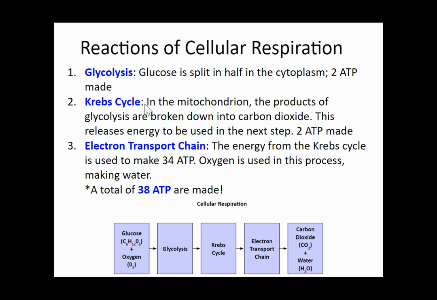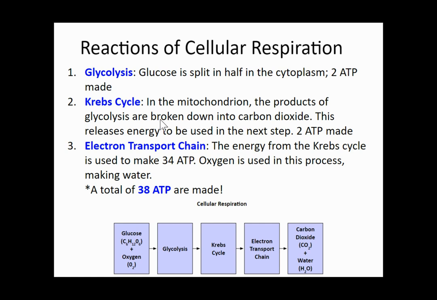Next, the products of that splitting of glucose are going to move into the mitochondrion, and they're going to undergo a process called the Krebs cycle, where those products are going to get broken down into carbon dioxide. That's going to release energy from the bonds. That energy can be used in the next step. And we also end up making 2 ATP from this.